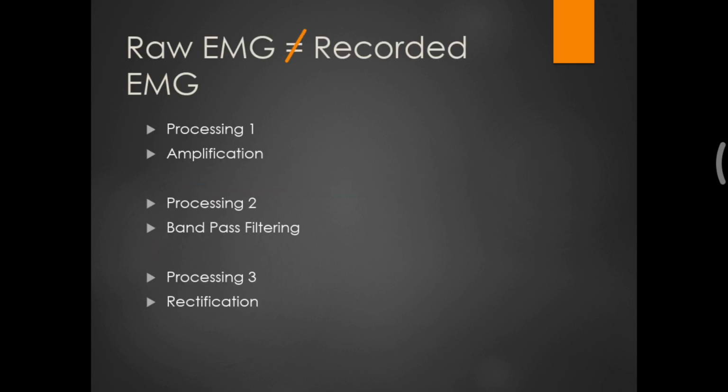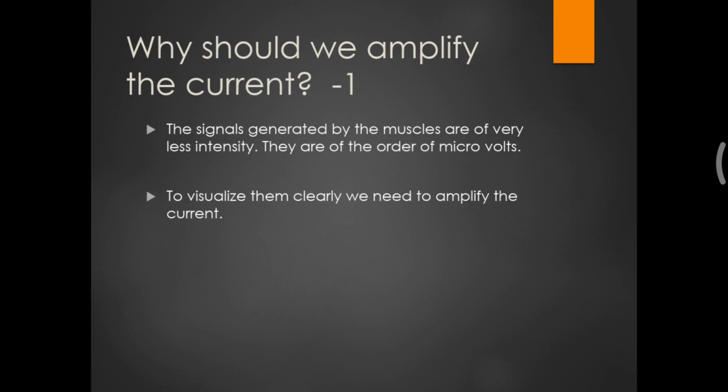So what are the processing steps that happen? Processing number one is amplification, processing number two is bandpass filtering, and processing number three is rectification. So now what is amplification? We need to understand this, but before that you need to very clearly understand that the EMG signals which are recorded by the electrodes are called raw EMG signals before they are processed. But what you see on the screen is a recorded EMG which is different from the raw EMG.